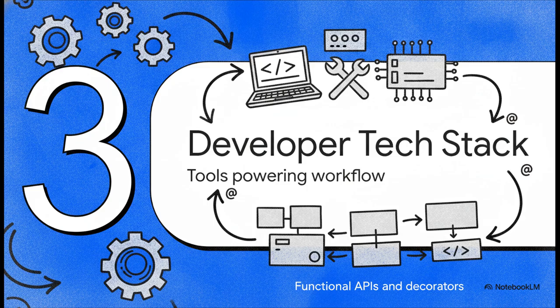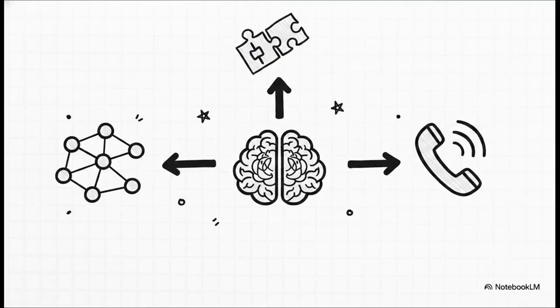All right, Section 3, the developer tech stack. Let's look at the tools powering the workflow. Here's the specific tech stack we're working with. We're using LangGraph to build the core agent workflow and manage the conversation state. And it's actually worth noting that they recently updated to use functional APIs and decorators, which makes building these workflows even smoother.